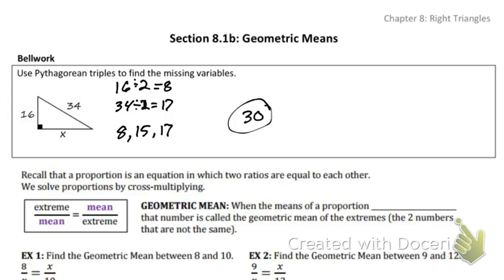And if you didn't remember Pythagorean triples, you should have been able to do 16 squared plus x squared equals 34 squared. If you're getting these wrong, this is about as easy as it's going to get on the test.